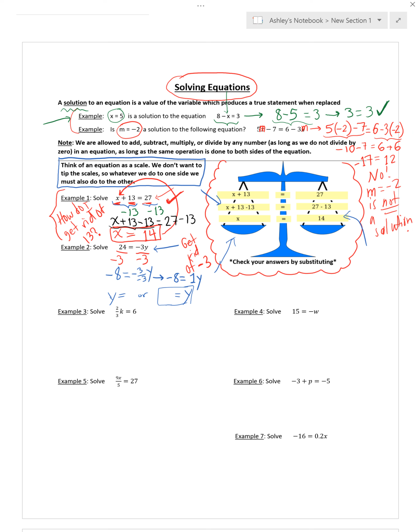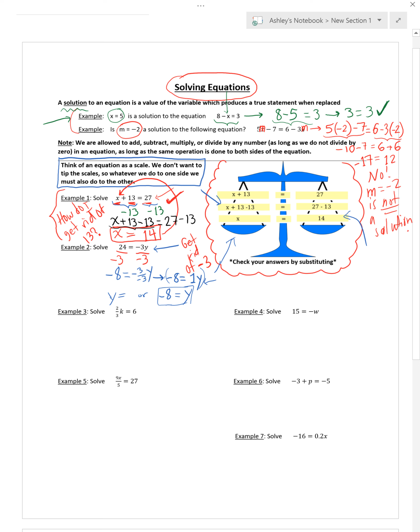We've said this before: if you have a variable multiplied by 1, 1 times any variable is just that variable. So we actually have the solution without even knowing it. -8 equals 1y, which is the same thing as saying -8 is y. So that must be the solution.